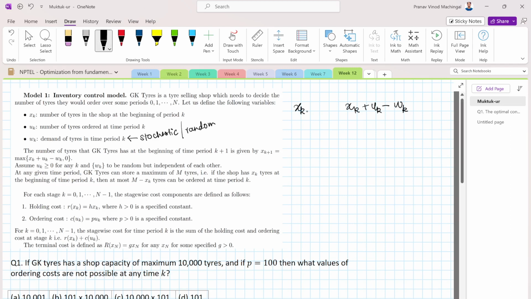Because this can be negative, but you can't have a negative stock. You can't sell more than what you have. This is what you have, and this is what you're able to sell because of the demand. So you will take this max. If your demand is more than what you have, that is xk plus uk, then this value will be negative. So xk plus 1 will become 0, so you'll have 0 stock in the next month if your demand is more than what you are able to stock up.